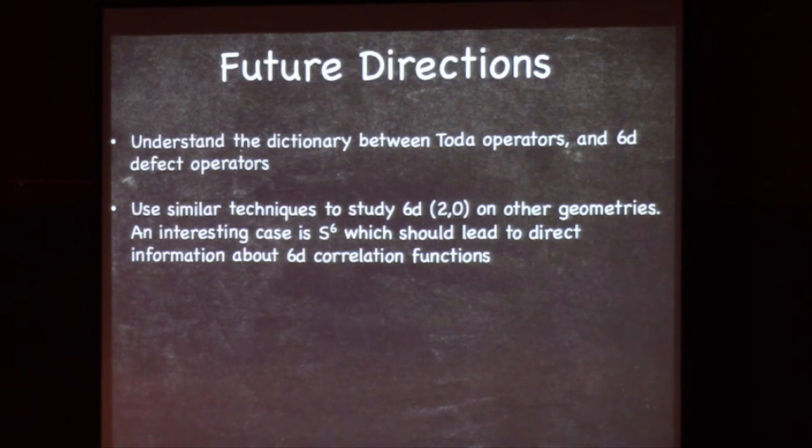But a more long-term goal that I'd like to emphasize is that we can use similar techniques to study the 6D (2,0) theory on other geometries. So one very promising case is the six-sphere. You could try to do similar things, find some nice U(1) and reduce there. And, well, that case is nice because it will lead to direct information about 6D correlation functions of local operators, not just 6D-2D correspondences. So I hope to be able to tell you about that sometime in the future.